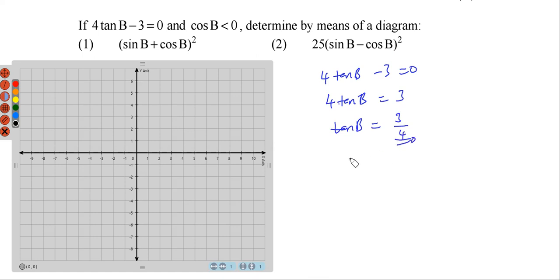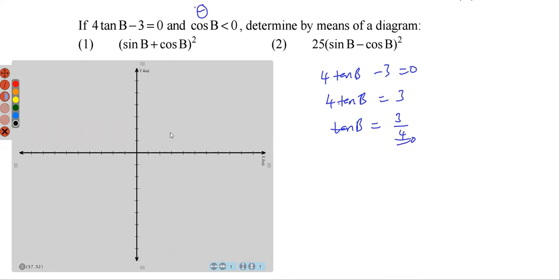Now we have got 3 over 4, but what guides us now is which quadrant we should have. We are told that cos B is less than 0, meaning cos here is negative. Now, you need to check, because some will rush and say, okay, I see that tan is positive, I'm going to put it in the first quadrant. It's not in the first quadrant. Why not? Because our cos is negative. Cos B less than 0 means that it's negative. So we need to draw in the right quadrant, and when you draw in the right quadrant, we will get everything that we need. Let's try to see here.